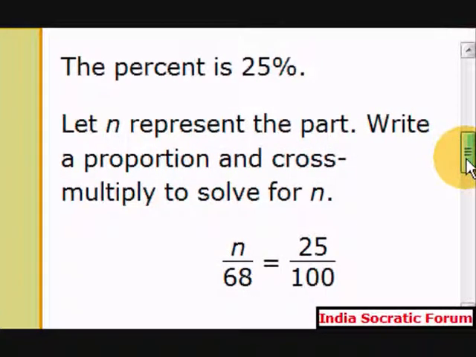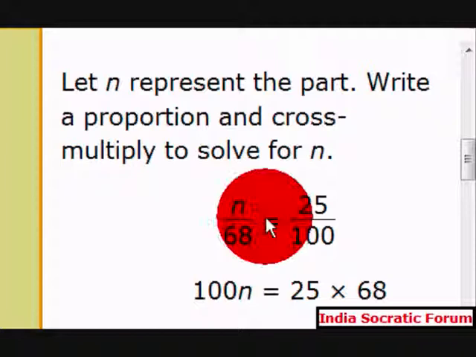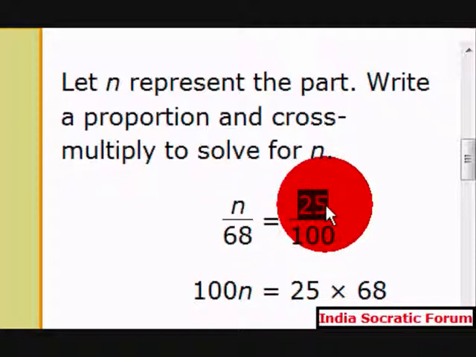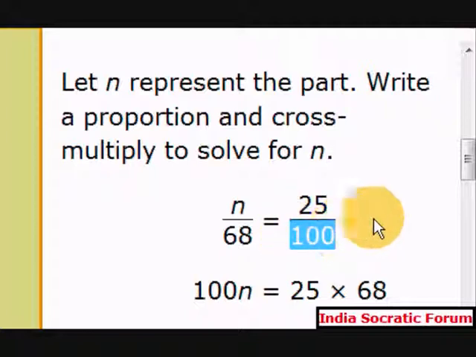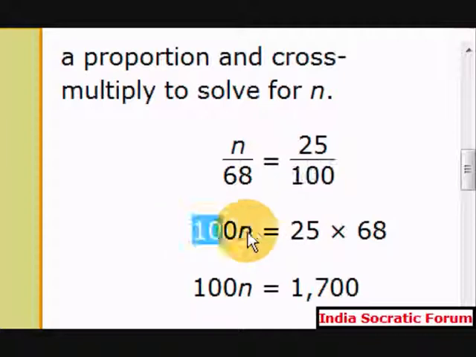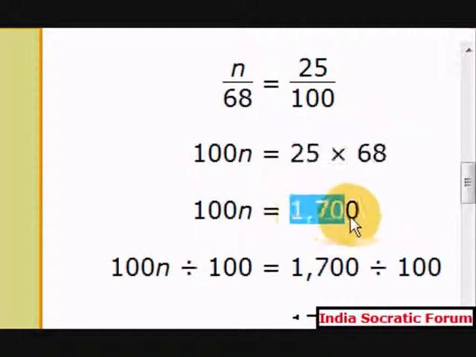Write a proportion. How do you write a proportion? And then cross multiply. This is the part by whole: n by 68 equals 25 by 100. What is the percentage? 25 divided by 100. So 100 into n, 100n equals 25 into 68. So 25 into 68 is 1700.